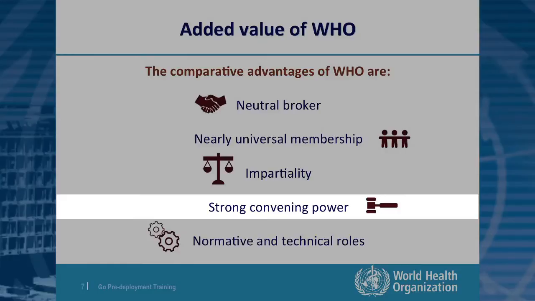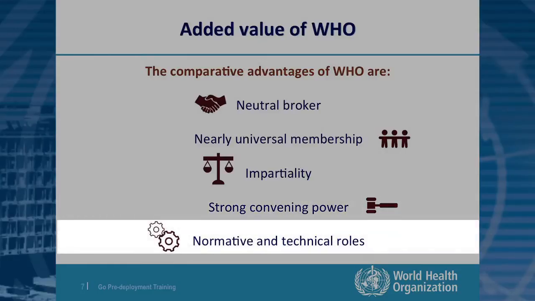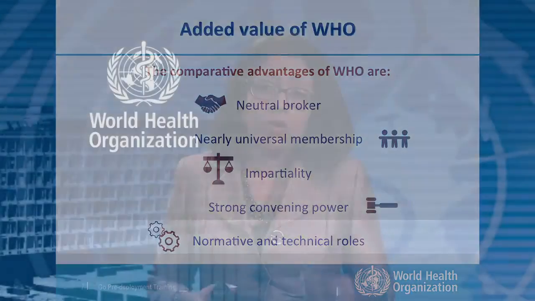And as I said before, the normative and technical roles. As the UN Specialized Agency for Health, we're one of the very few UN bodies that is allowed to create guidance that can influence policy in countries and that have wide-ranging impacts. We can also form international law. So the International Health Regulations is an example of international law crafted by WHO. The Framework Convention on Tobacco Control is another example of us fulfilling this function.